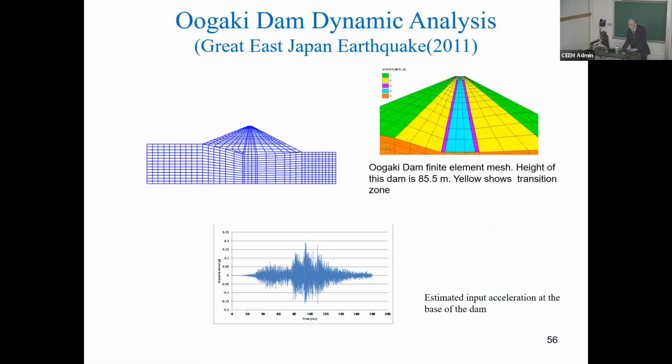This is another example, Ogakida Dam dynamic analysis, for the Great East Japan earthquake, 2011. This shows the outer rock, transition zone, and core, and the estimated input acceleration. A very long duration of acceleration is applied.